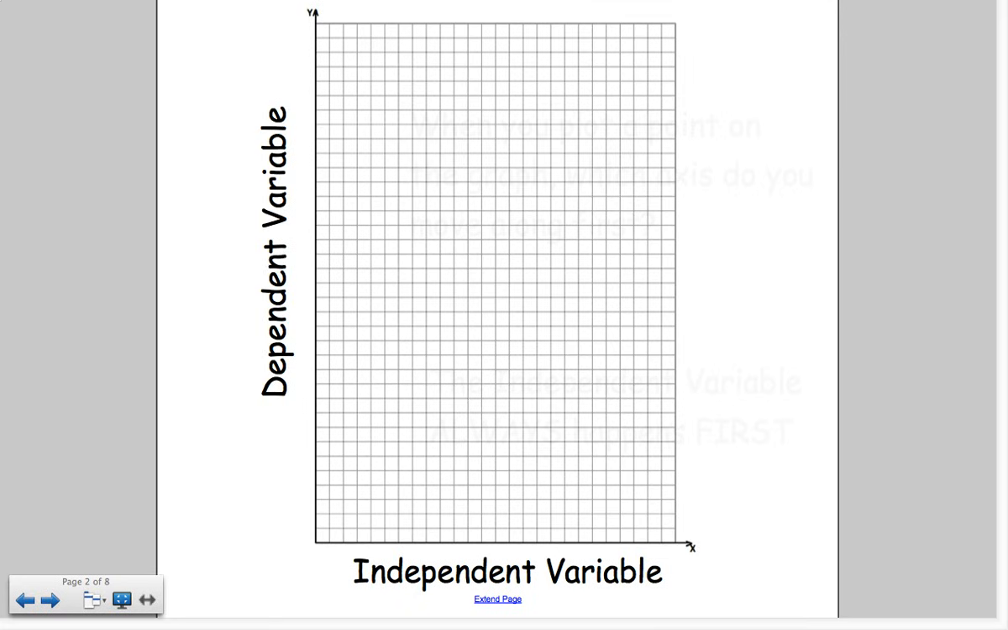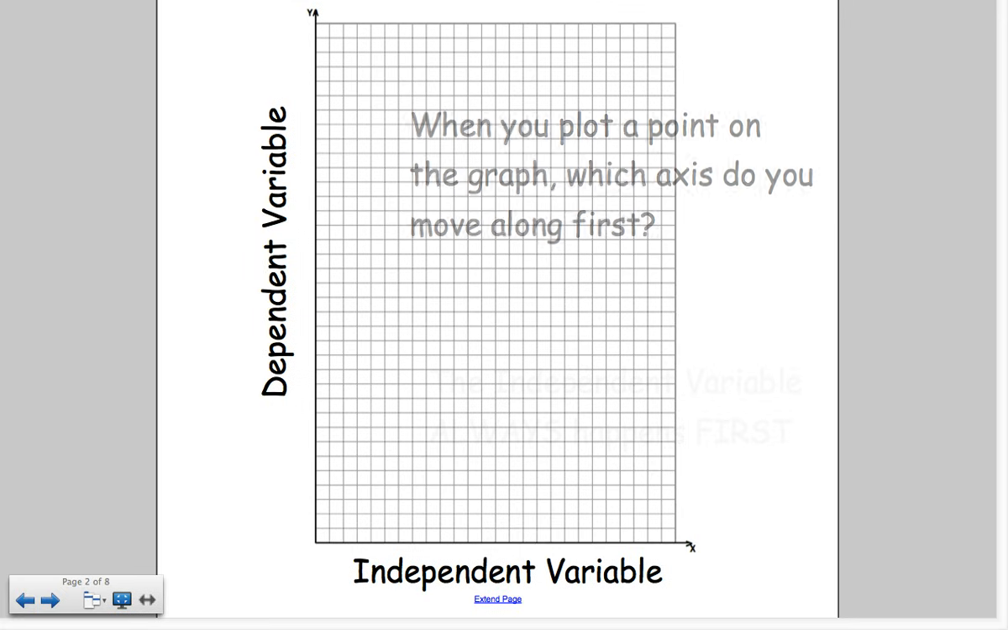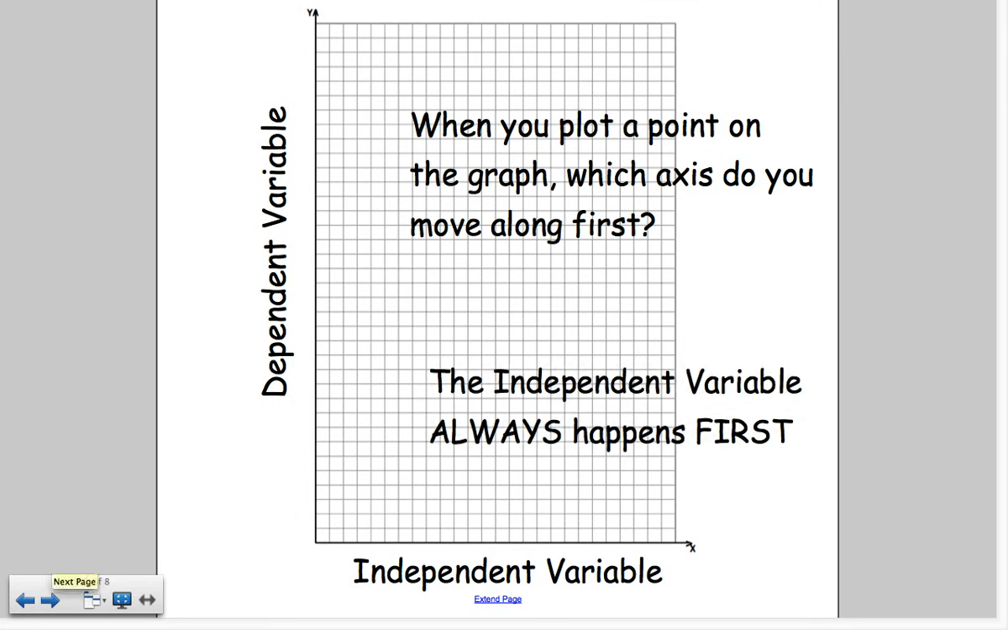All right, we're going to start by reviewing a graph. You'll notice that in this graph I have an x-axis and I have a y-axis. One thing to remember is that the x-axis is always the independent variable, always. And the dependent variable is on the y-axis. Now, when you plot a point on the graph, I want you to think about which axis you move along first. If you said we move along the x-axis first, you're exactly right. And one thing that I want you to notice is that the x-axis is the independent variable. This means that the independent variable always happens first.